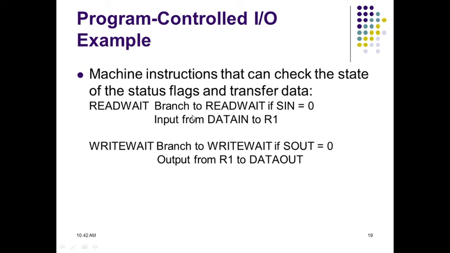One more sequence of operations you can observe here is used for transferring output to the display: write wait, branch to write wait if S out equal to 0, then output from R1 to data out. The first operation checks whether the S out flag is set or not. The second transfers the data or character from the processor to the display. Is it clear? This is the second set of operations.